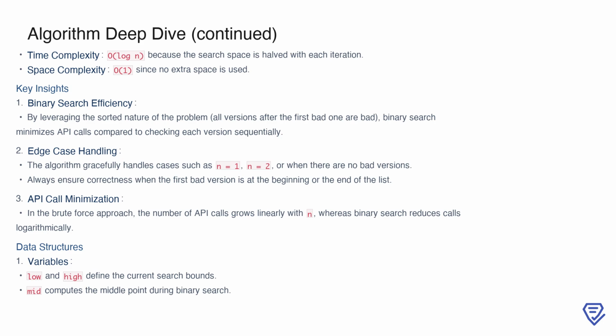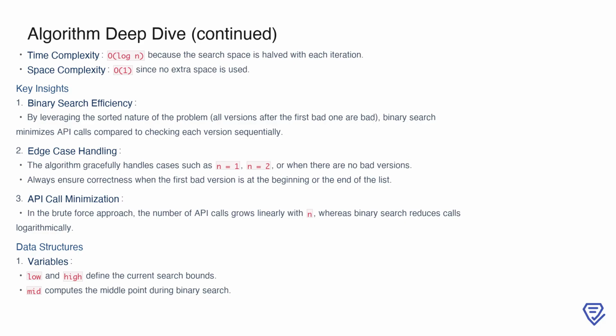The efficiency of binary search becomes clear when analyzing its complexity. The time complexity is O(log n), because the search space is halved with every iteration. This is a significant improvement over the O(n) complexity of the brute force approach. The space complexity remains O(1), as we only use a few variables like low, high, and mid, with no additional data structures. This efficiency is possible because the problem's sorted nature allows us to minimize API calls, which is a key insight.